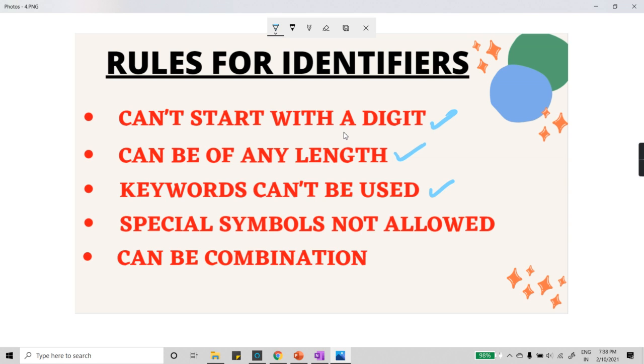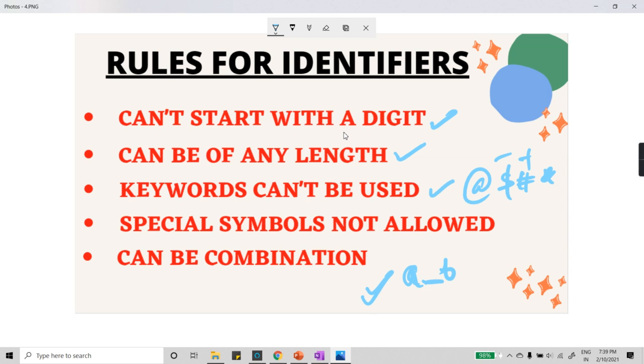Next, special symbols are not allowed. Special symbols in the sense at the rate, dollar, hash, multiply, plus, minus, and all these things. They are not allowed while writing the identifier. But here is a special case. The underscore is always allowed for writing an identifier. So you can write a underscore b.